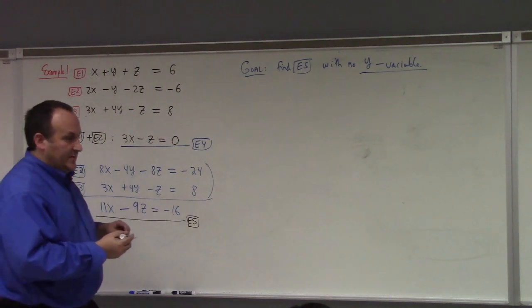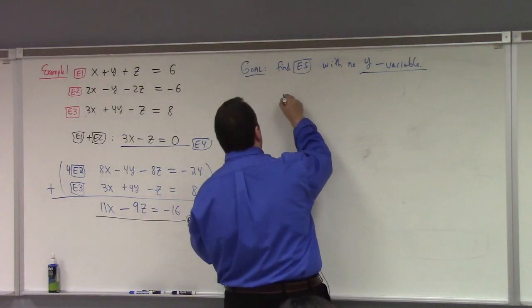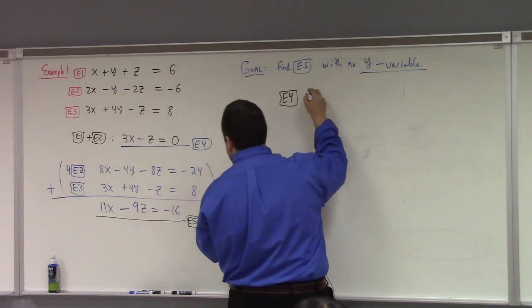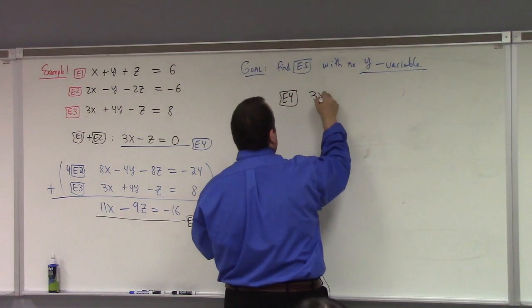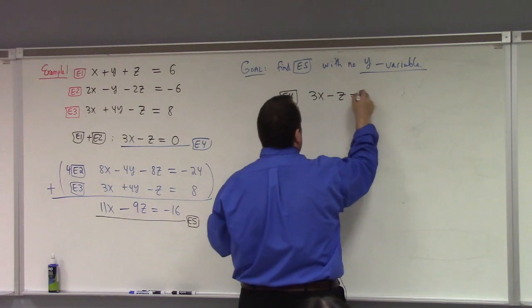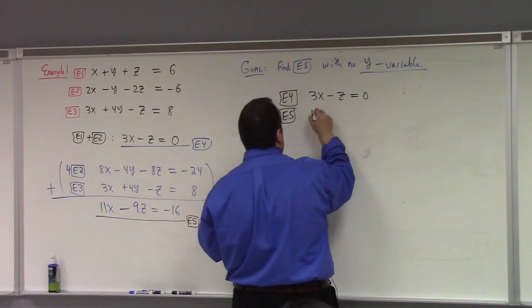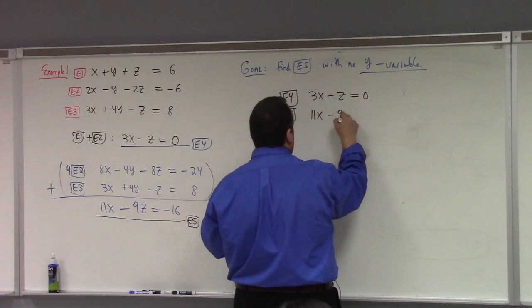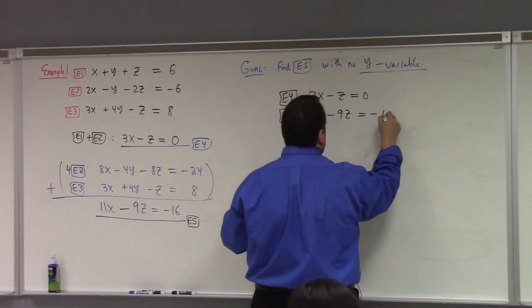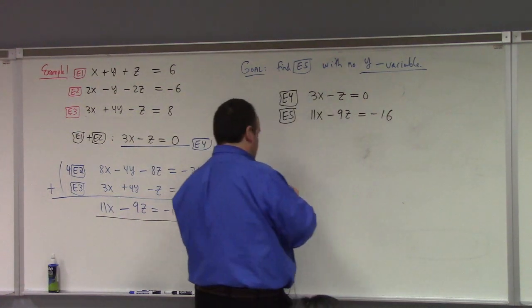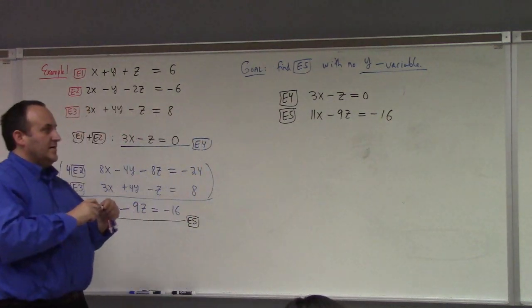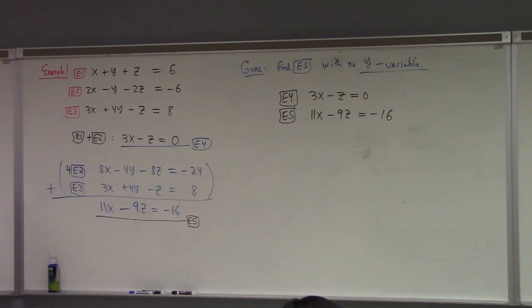So let's put them up here. We've got equation 4 and equation 5. What do they look like? Equation 4 is 3x minus z equals 0. Equation 5 is 11x minus 9z equals minus 16. I think you guys can see a good way to solve this, right?